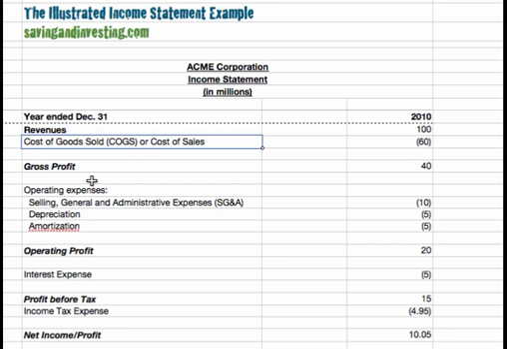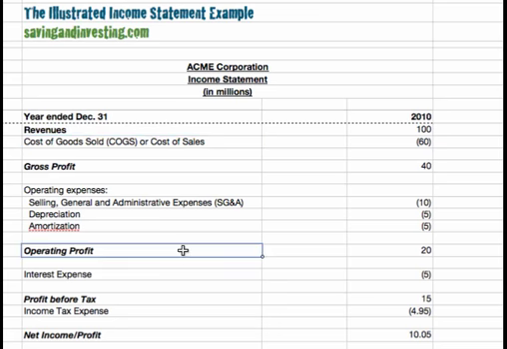Then next in the income statement we look at operating expenses: selling, general, and administrative expenses, depreciation, and amortization. We subtract those, and we get to an operating profit. This covers the entire operating section. So basically, we've taken the revenues, we've subtracted all of the operating costs, those directly attributable to the product and those that are more general to the company but nonetheless operating expenses, and we get to an operating profit.